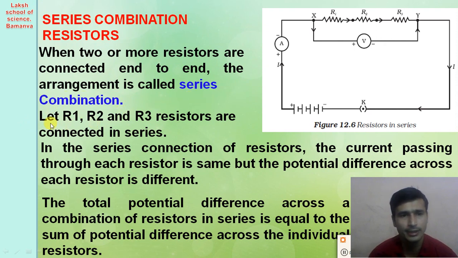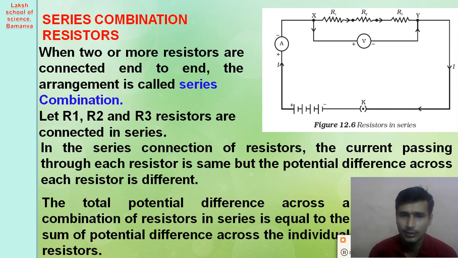Let us consider a resistor of resistance R1, a resistor of resistance R2 and a resistor of resistance R3. Three resistors are connected in series like this with the battery. In the series combination, the current passing through each resistor is the same, but the potential difference across each resistor is different. In the previous two activities, we discussed this.